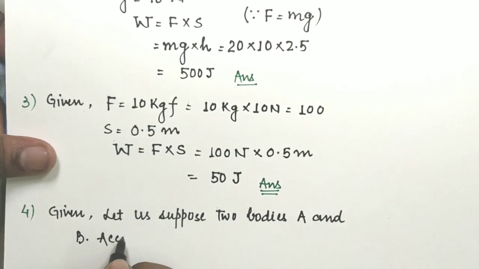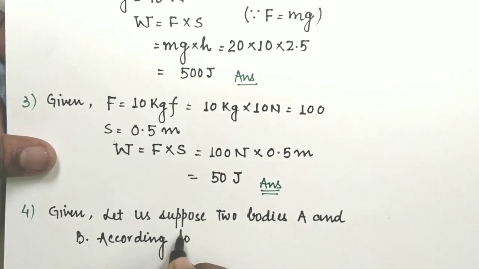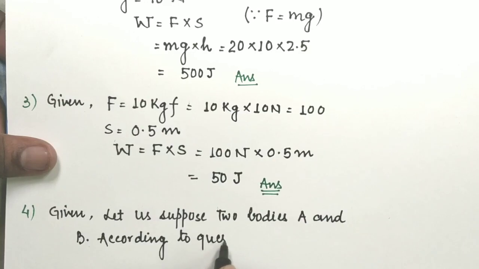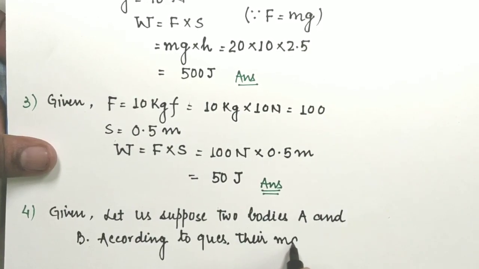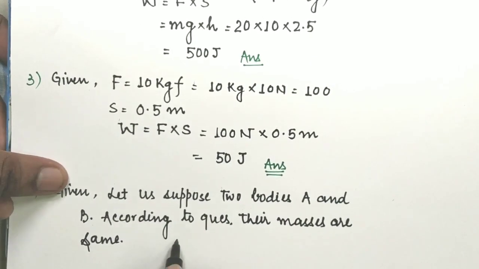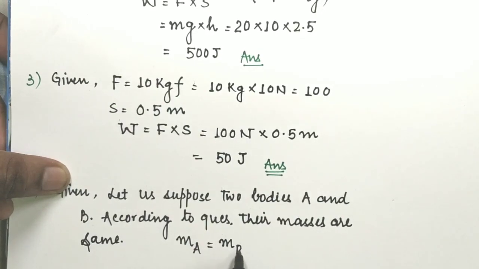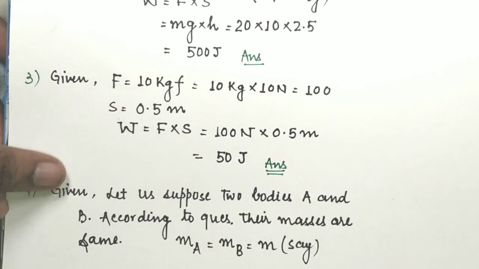According to the question, their masses are the same. It means the mass of A should be equal to the mass of B. Let us suppose that it is M. Okay, let us suppose that the mass of both bodies is M.